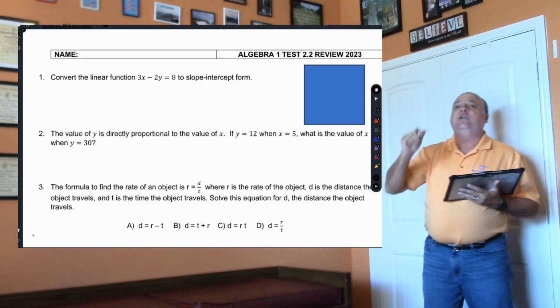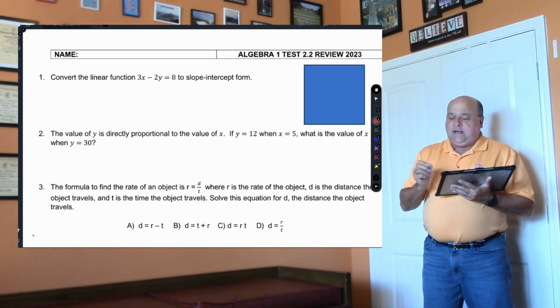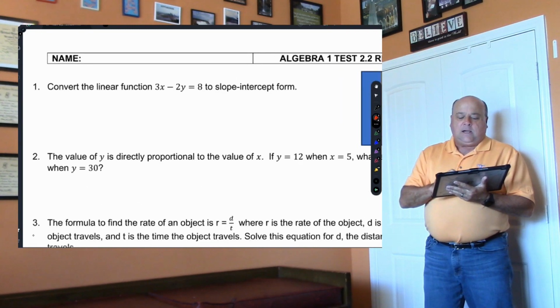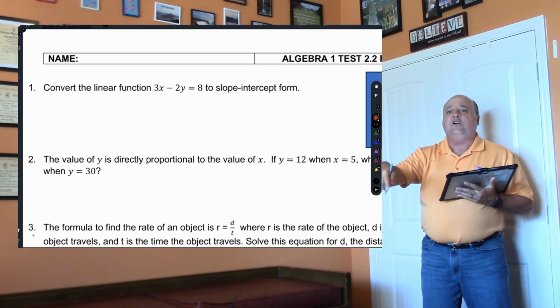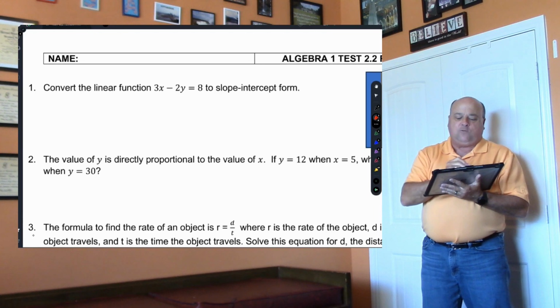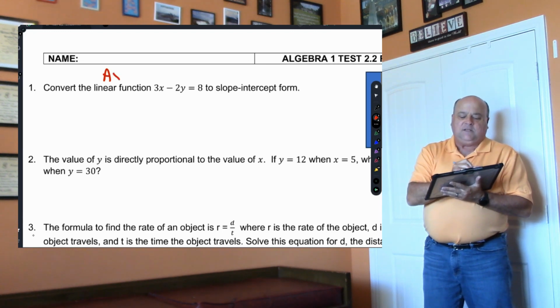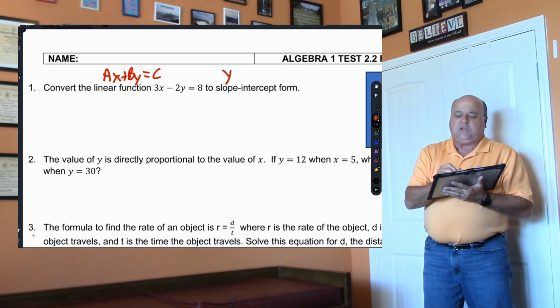Let's start rocking and rolling on this. We're doing linear functions on this test, so let's get started. Okay, the first one, we're going to convert standard form to slope-intercept form. Standard form is ax plus by equals c, and slope-intercept form is y equals mx plus b.